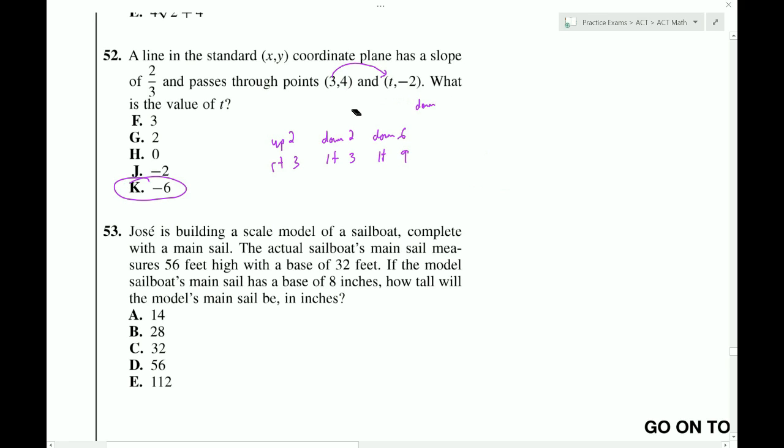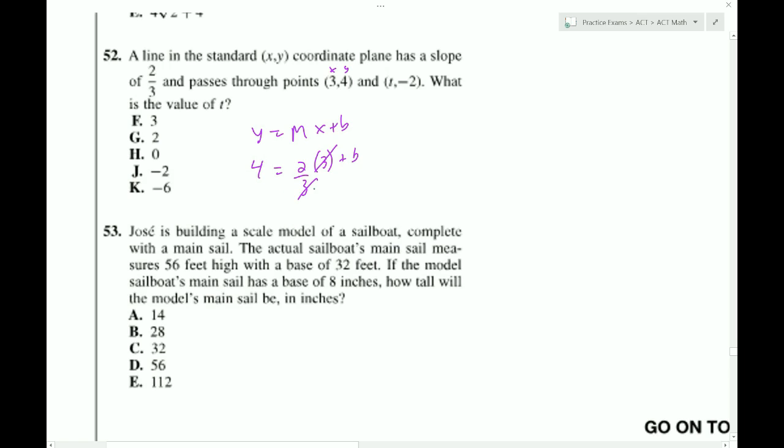Now if you didn't like that method, there's another method you could use. You could use sort of mx plus b, right? Y equals mx plus b. So here's 4 equals 2/3 times 3 plus b. These 3's will cancel. And then you could subtract 2 to get b equals 2. So now we have m and b, we could plug them in.